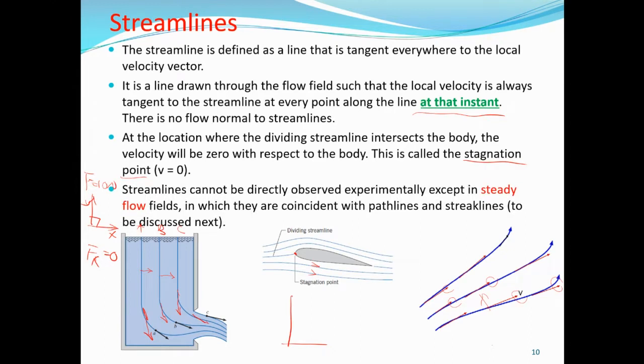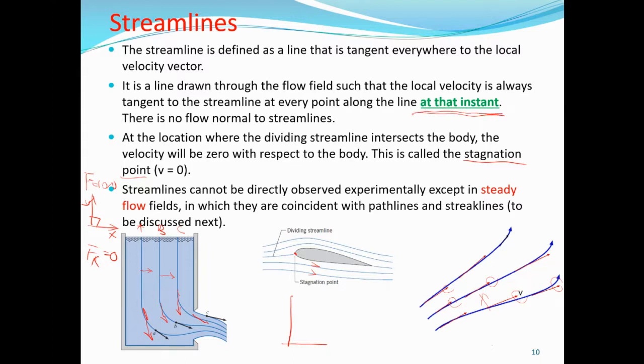Streamlines cannot be directly observed experimentally, except in steady flow fields. They can only be observed experimentally in steady flow fields, because in steady flow fields, the velocity field is not a function of time at all. Meaning the flow field remains constant, it remains the same. Remember I told you streamlines are instantaneous at any instant of time.